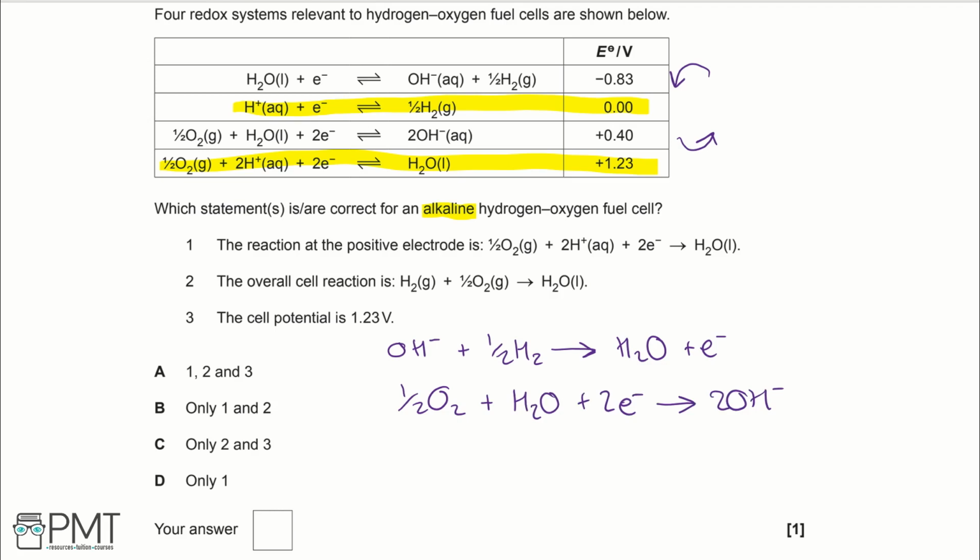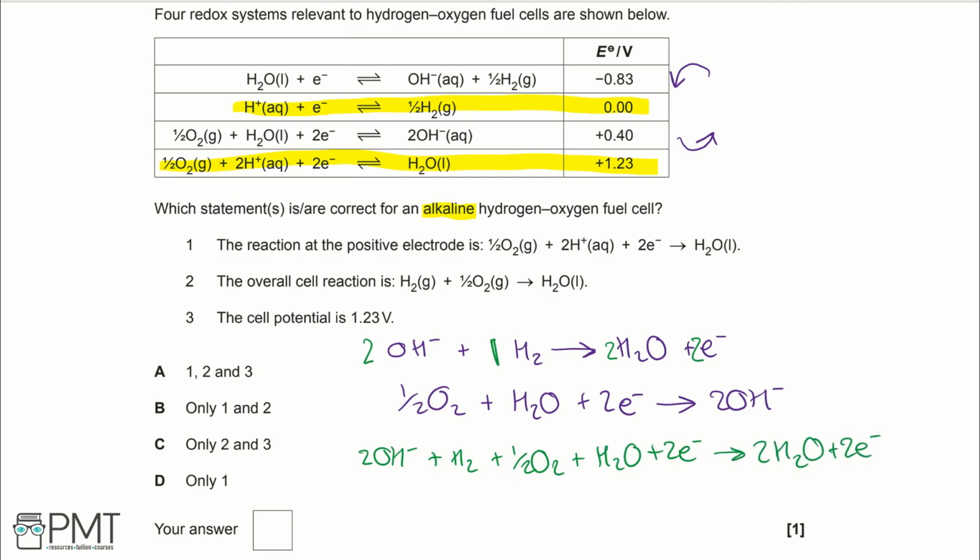Then if we were to balance these equations, because we want the overall equation, we need 2 of everything in the top equation because we want 2 electrons. And so that means that it's balanced now. Writing our overall equation, we can have 2 OH- plus H2 plus half O2 plus H2O plus 2 electrons goes to 2 H2O plus 2 electrons plus 2 OH-.